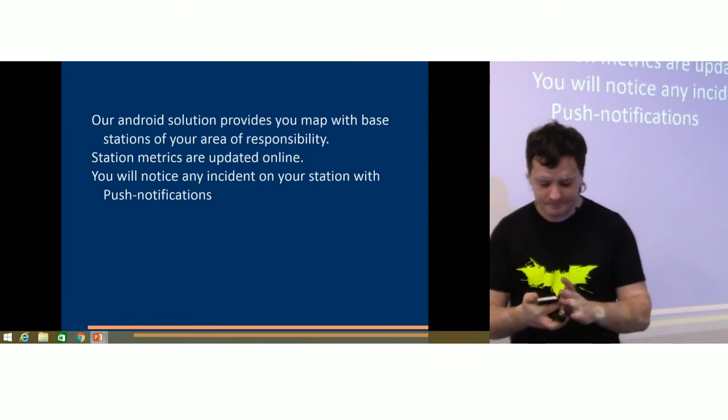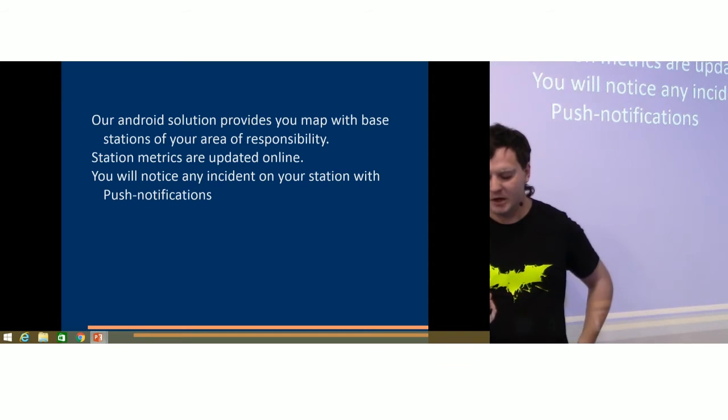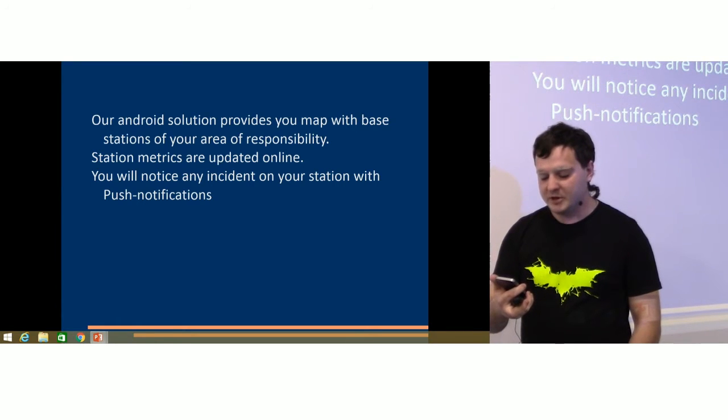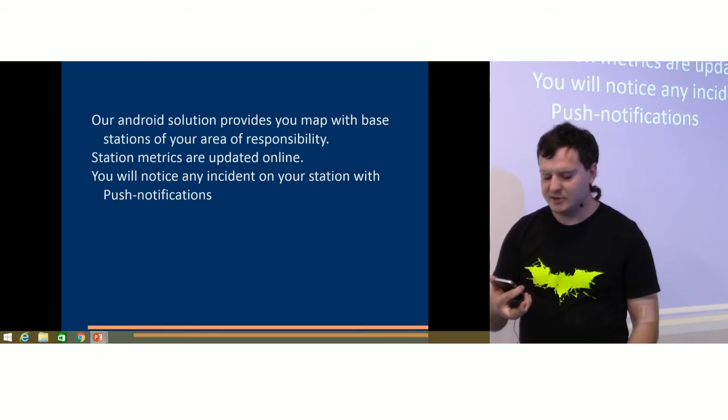Our Android application provides you a map of base stations in your area of responsibility. You can watch them online, and now you don't need to call an operator and ask about a specific station. You can easily receive the status of any station you want from any sensor you need.